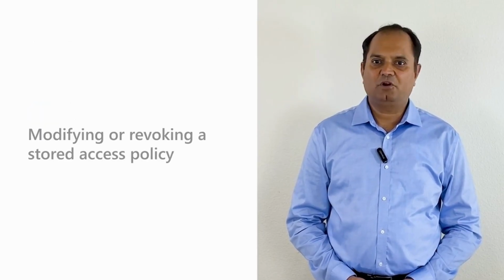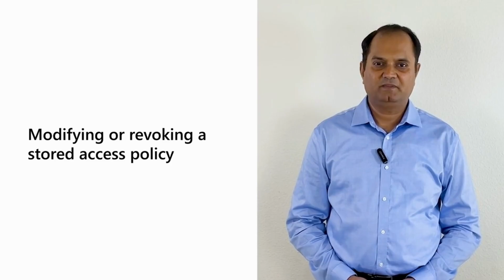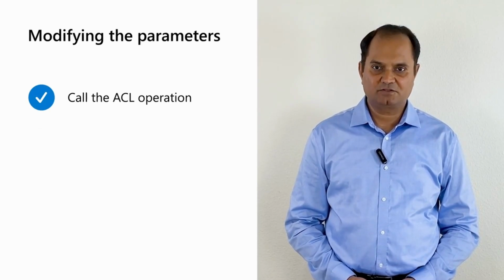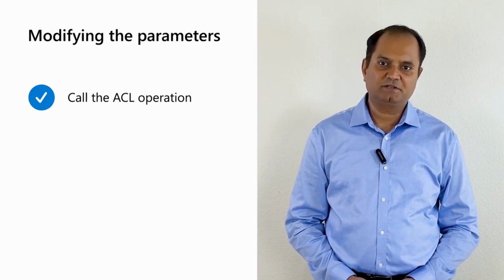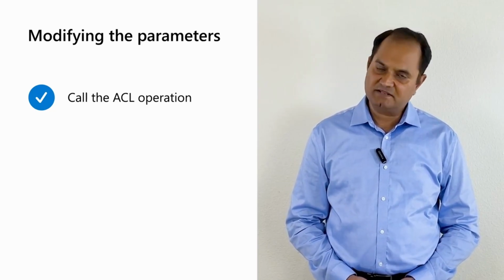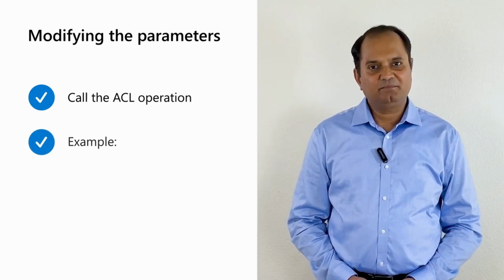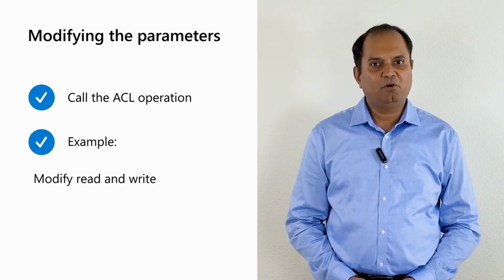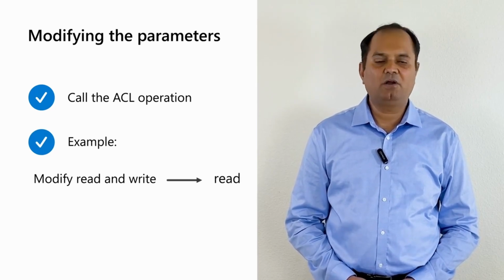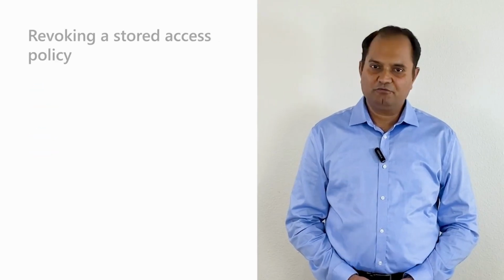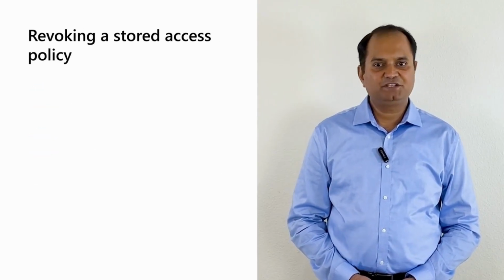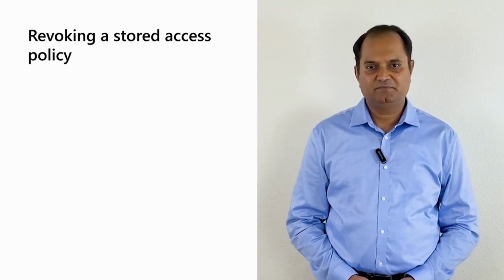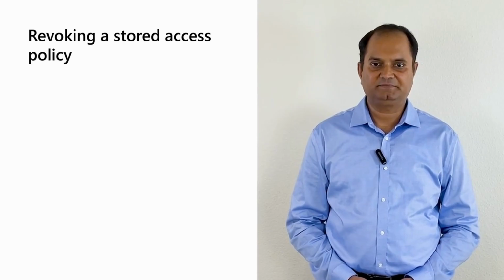Let's now understand how to modify or revoke a stored access policy. To modify the stored access policy parameters, you can call the access control list operation, also called ACL operation, for the resource type to replace the existing policy. For example, if your existing policy grants read and write permissions to a resource, you can modify it to grant only read permissions for all future requests. To revoke a stored access policy, rename it by changing the signed identifier, change the expiry time to a value in the past, or delete the stored access policy.